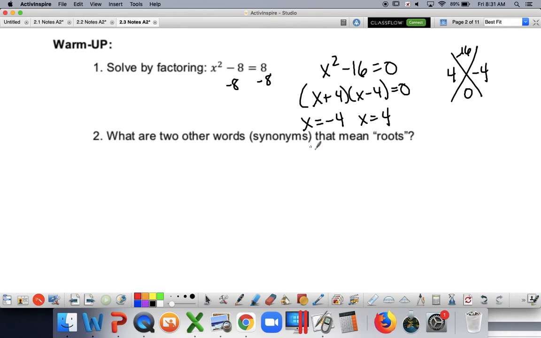What are two other words or synonyms that mean roots? They could be x-intercepts, they could be solutions, or they could also be called zeros, and I will use those interchangeably as we go through this lecture today.